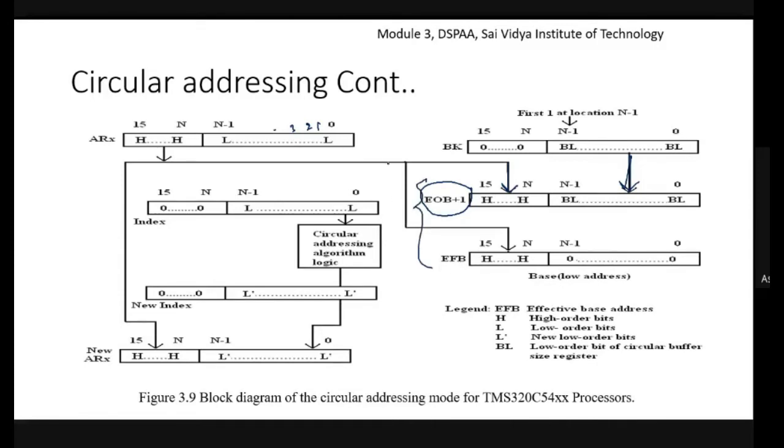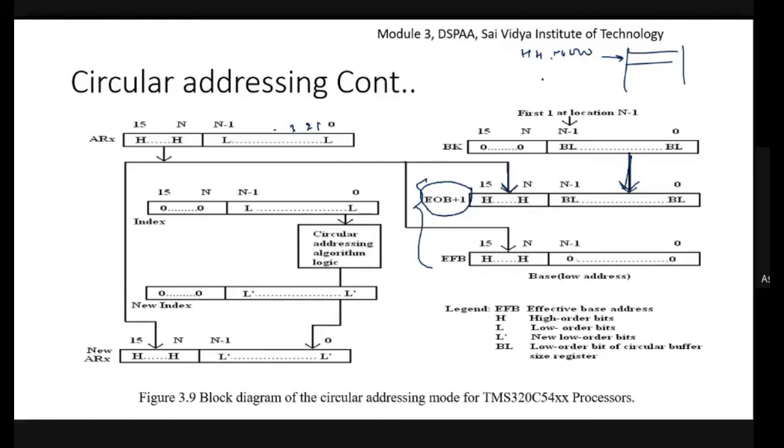The effective address of the buffer, whatever the ARX register content is, the first two values, the H values, will be copied directly here. That is the beginning of the buffer, and this is the end of the buffer. The beginning of the buffer starts at HH and 8 zeros, or depending upon the value of the circular buffer size, that many zeros will be there.